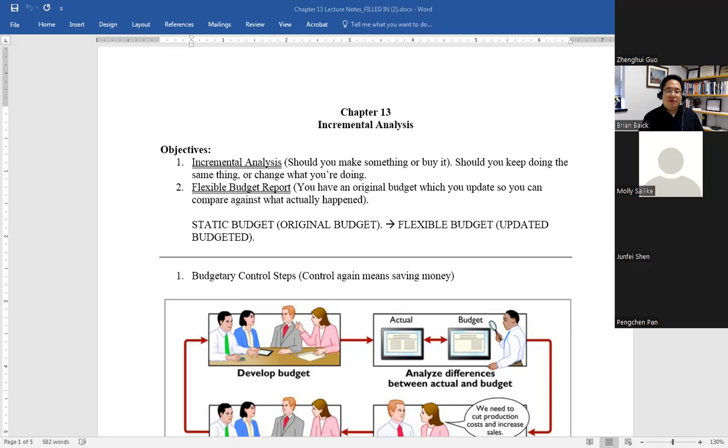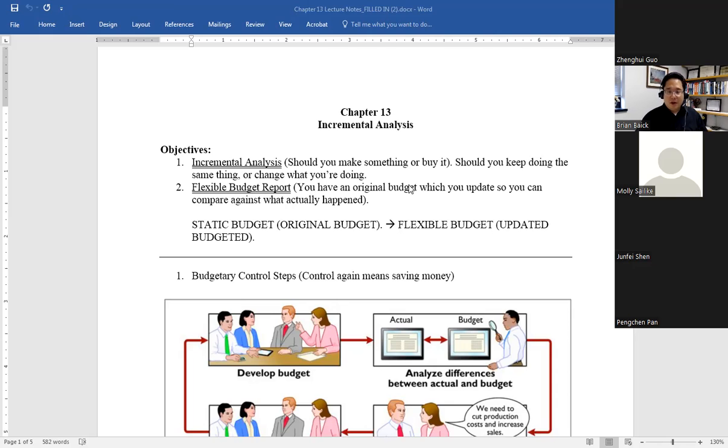Why not just use the static budget, everybody? Anybody have any ideas? Why not just have only a static budget? I mean, what's the point of a flexible budget? Anybody know? Because it is important to diversify to limit risk. Yeah, that's partly true.